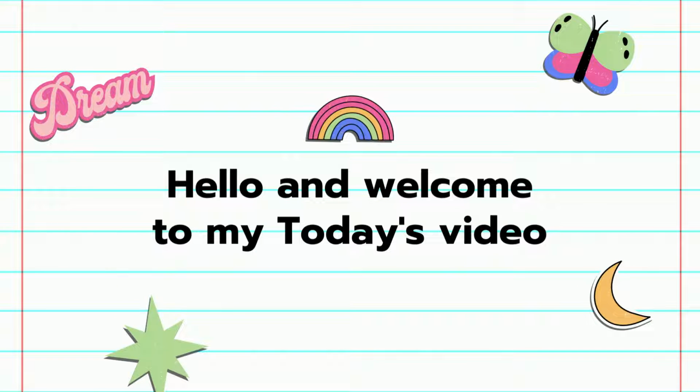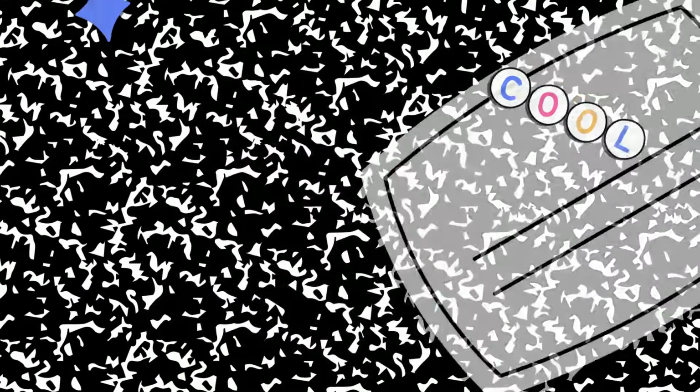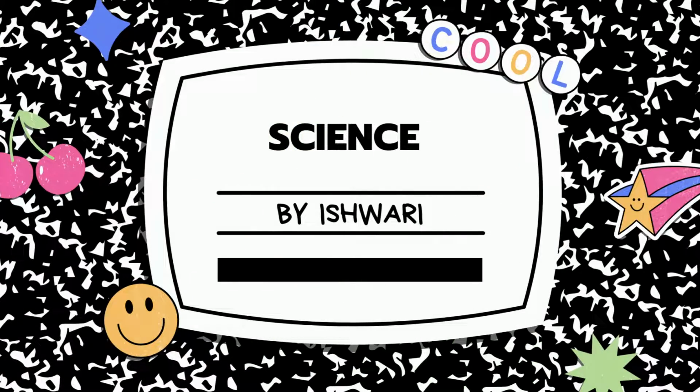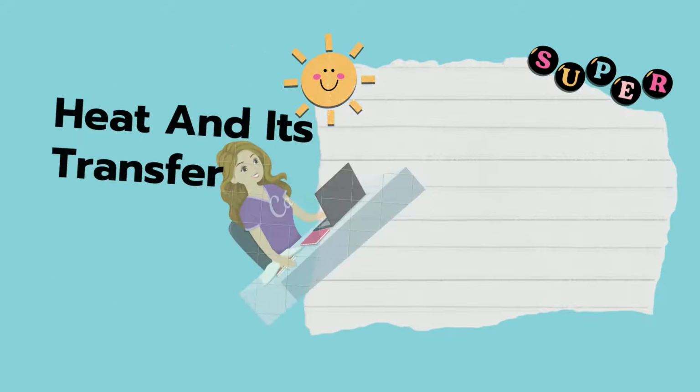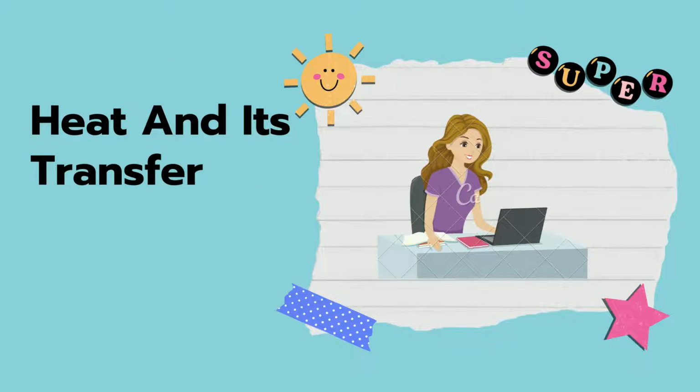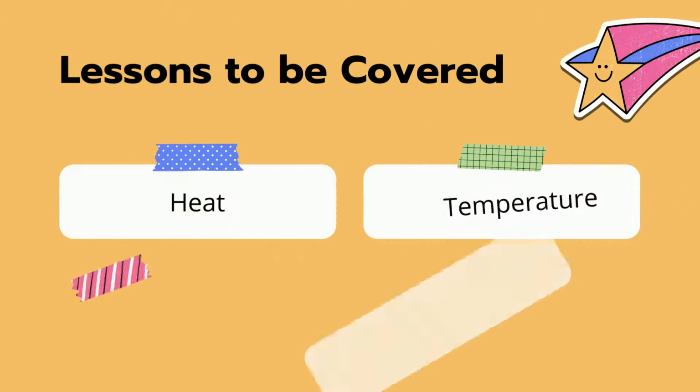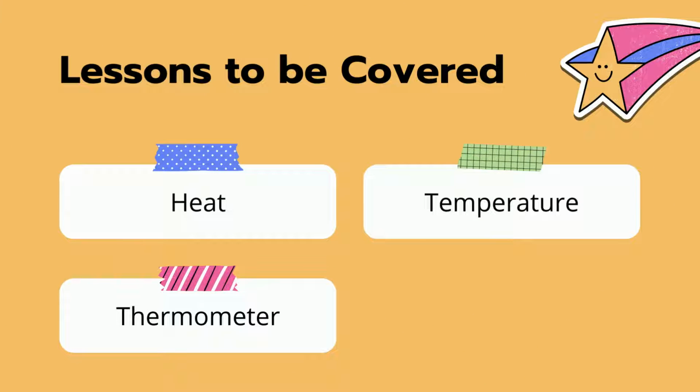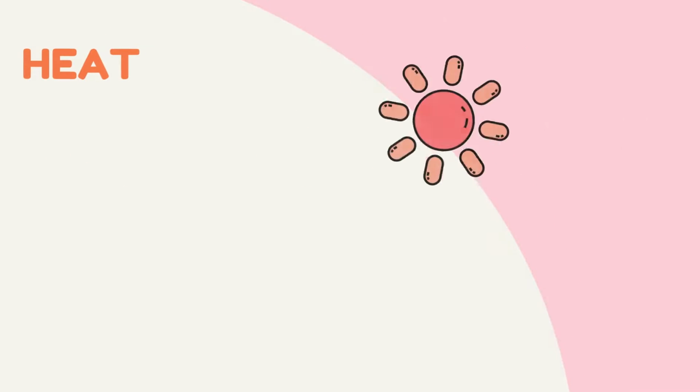I am Ishwai Sanap, learning in grade 7 from Podar International School Washim, and today we are going to learn science. In science we are going to learn heat and its transfer. So let's start with the topic. The lessons we are going to cover today are heat, temperature and thermometer.